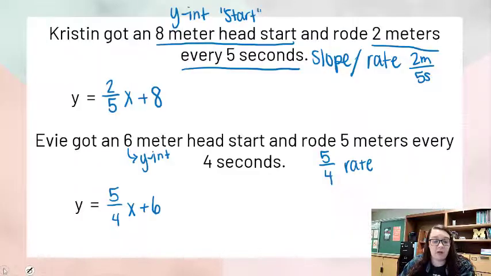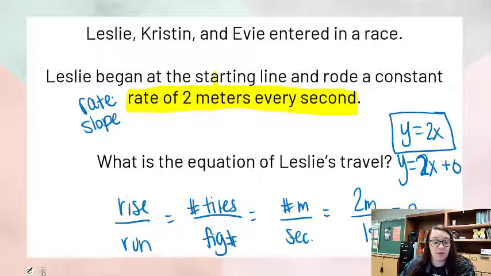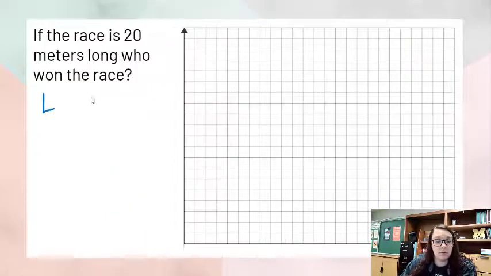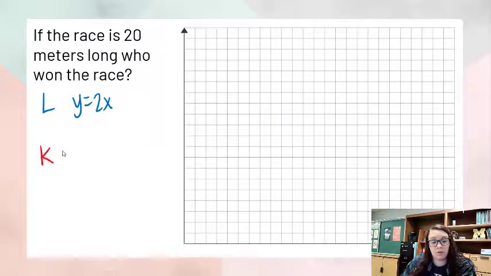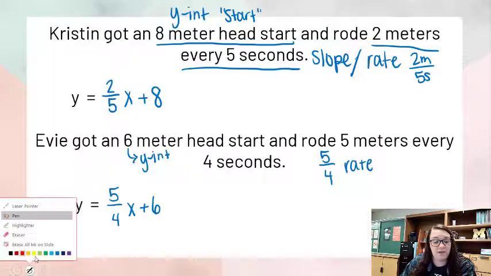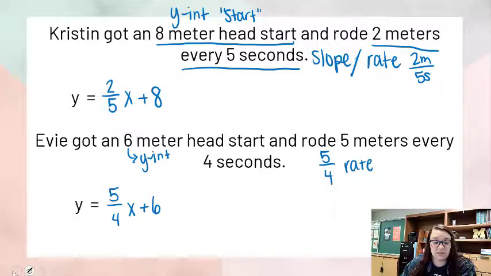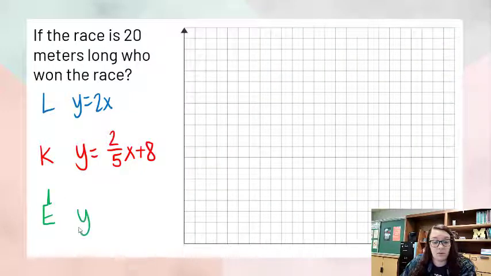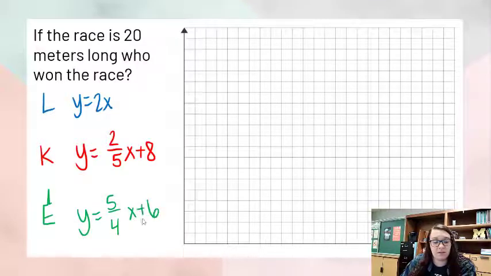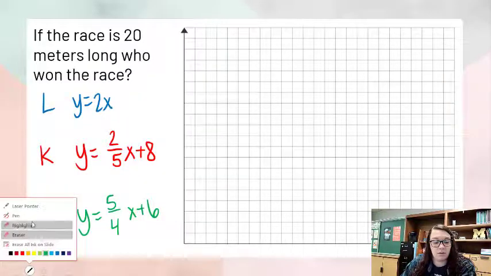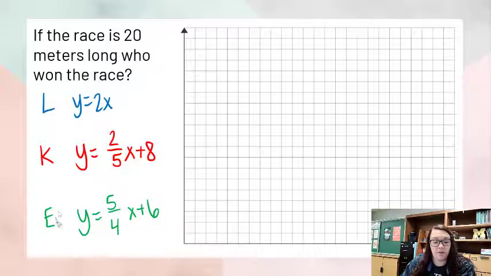So let me go back and grab all of our equations. Let's see. We have Leslie at y equals 2x. We have Kristin at 2/5 x plus 8. And lastly, we have Evie, who was 5/4 x plus 6. Whoa, I already forgot. 5/4 x plus 6. Let me fix this little craziness here. All right, let's see what we can do here.